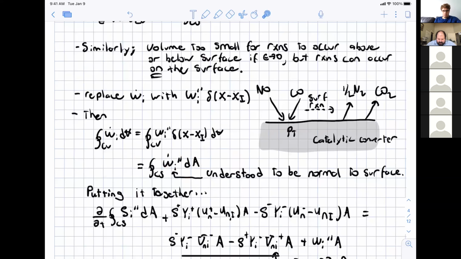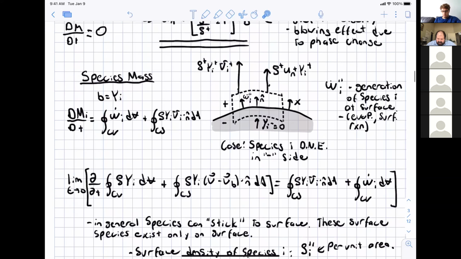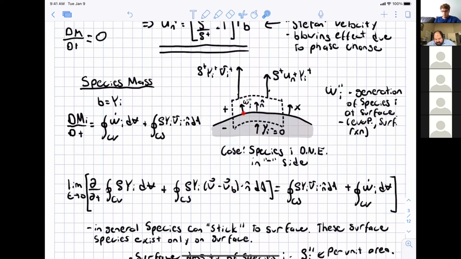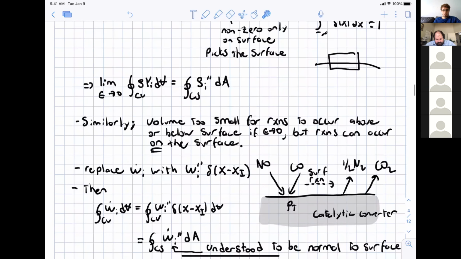So in really formal mathematics, if you start from the basic conservation laws, that is what allows me mathematically just to write an internal generation term, omega dot I double prime, that is occurring on the surface. It comes from that mathematical trick. If you want more information on this step, there is slightly more information in Ken Kuo's book, which you can pick up for $30.